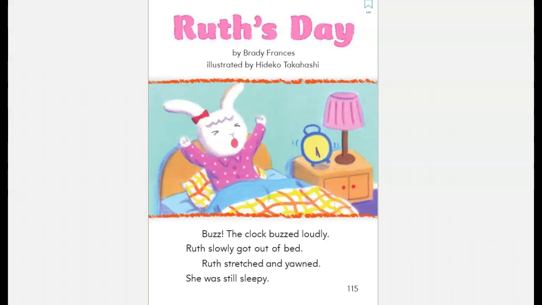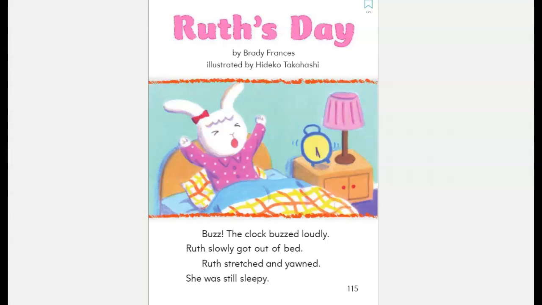During your reading intervention time today, I'm going to have you read this decodable with me. The name of our decodable is Ruth's Day. On the cover of our story, we see what I think is our character, Ruth. She is a rabbit. Do you know where the setting of our story takes place? It looks like Ruth is in a bedroom. I see a bed, a bedside table, a clock, and a lamp.